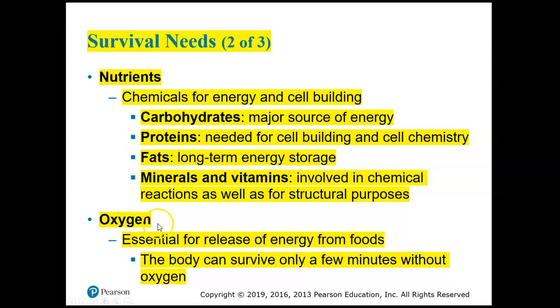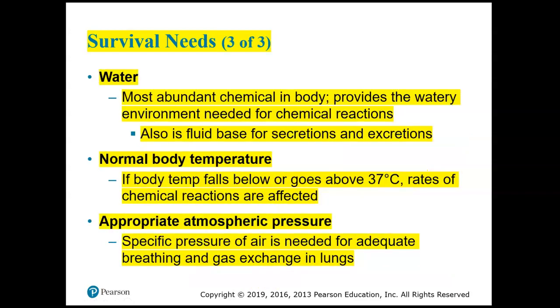And then humans need oxygen. The body can survive only a few minutes without oxygen. Water, which is the most abundant chemical in the body. It provides the watery environment needed for chemical reactions. Water is the fluid base for what we call tissue fluid or interstitial fluid, extracellular fluid. It's just the fluid outside of your cells.